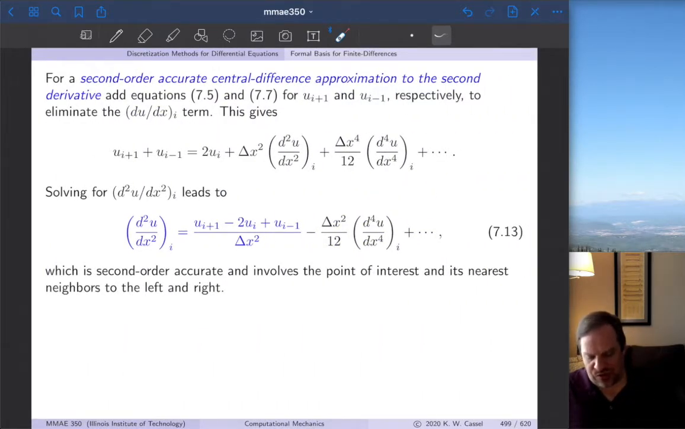All right, now let's get it. Again, we needed a second order accurate central difference approximation of the second derivative. So we have a second order accurate central difference for the first derivative, du/dx. To be compatible with that, we would like a second order accurate central difference for the second derivative. So how can I get that? Well, if I look at the first two Taylor series I wrote down, 7.5 and 7.7, which are for u_{i+1} and u_{i-1}, and ask how I can eliminate the du/dx term, well, I just add them.